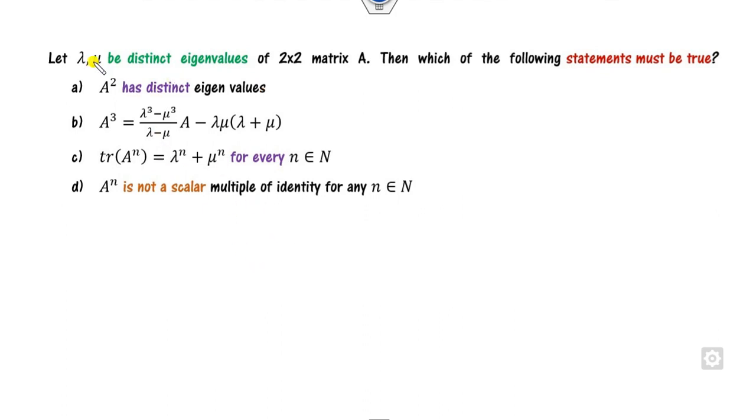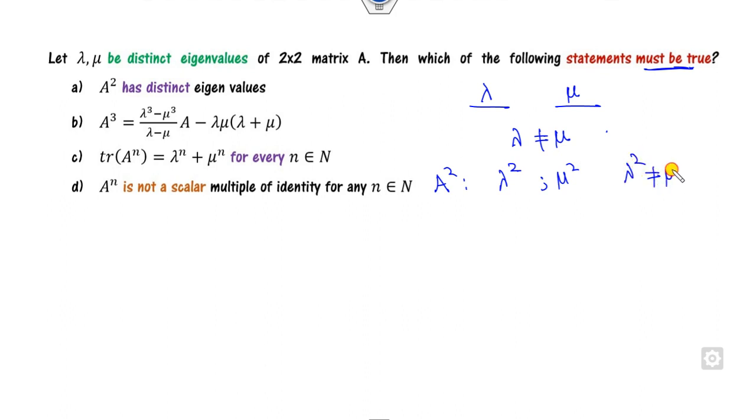Okay, look at the last question. If it is a 2 cross 2, it has 2 distinct eigenvalues. Which of the following must be true? What is the eigenvalue of A square? This is here. If this is not equal, can this also be not equal? It is not true, because if I consider lambda as 1, the other is minus 1. What is lambda square? 1. It is also 1. So it must not be true.